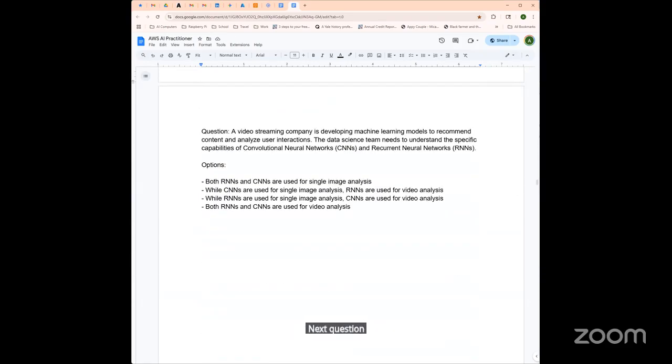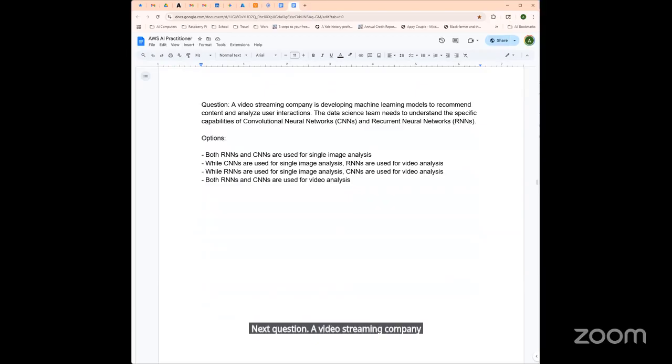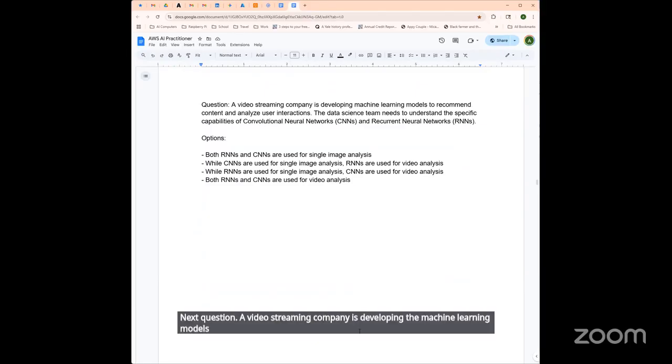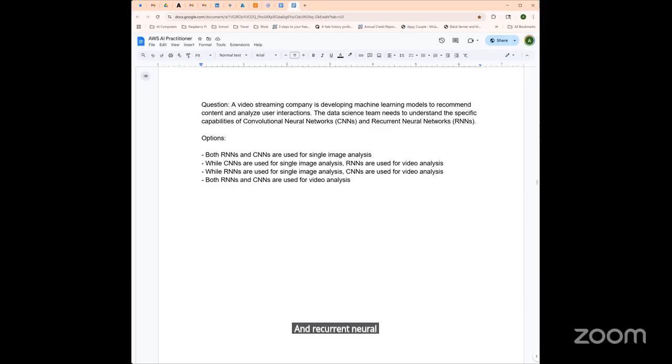Next question. A video streaming company is developing machine learning models to recommend content and analyze user interactions. The data science team needs to understand the specific capabilities of convolutional neural networks, CNNs, and recurrent neural networks, RNNs. What is the correct answer? All right. So, CNNs are used for single image analysis, while RNNs are used for video analysis.